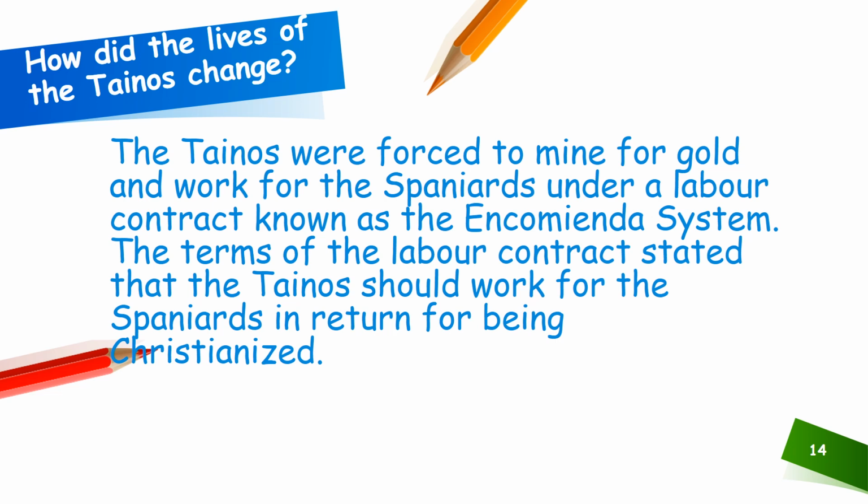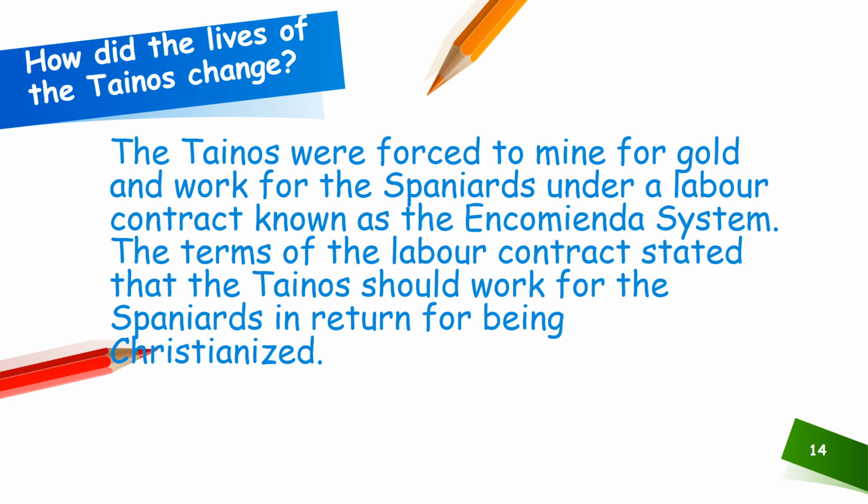They were forced to mine for gold and work for the Spaniards under a labor contract known as the Encomienda system. According to that contract, the persons who the Tainos were forced to work for were called encomenderos, and these encomenderos could get labor from the Tainos in return for their being Christianized.